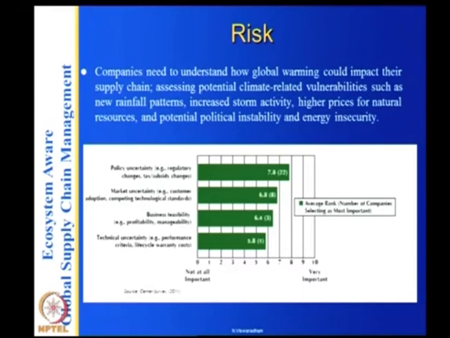Somebody may say, I want fuel efficient cars. And somebody else may say, I want battery cars. And somebody else may say something else. Basically, everybody thinks that they are talking of the same thing, which is environmentally regulated cars. But a fuel efficient car is different from a battery operated car. Market uncertainty, that is the customer adoption and competing technology standards. That's another big uncertainty that you face.